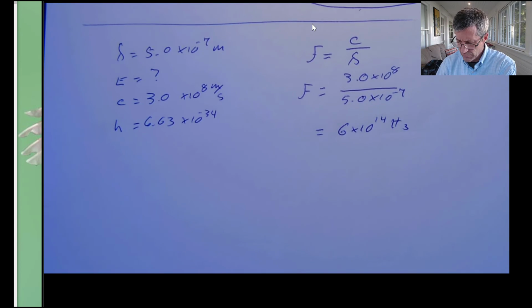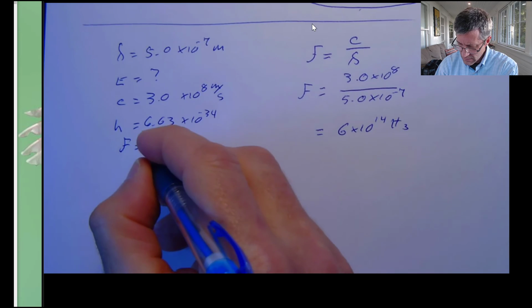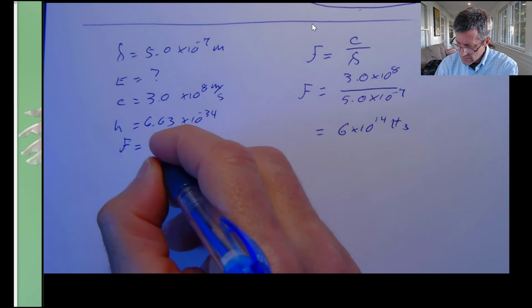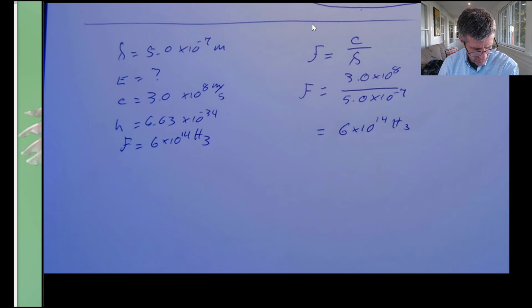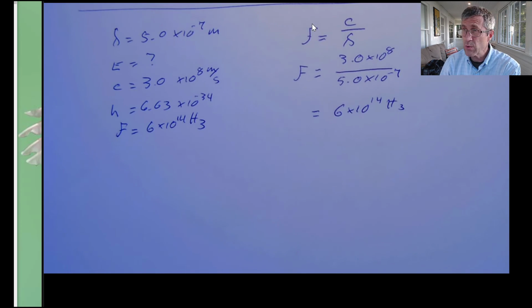So this is my value for frequency. I'll put this over here. Frequency is 6 times 10 to the 14 hertz. And we'll get big numbers for hertz, so frequency can be quite large. Frequency on a microwave is in megahertz, so millions of hertz.